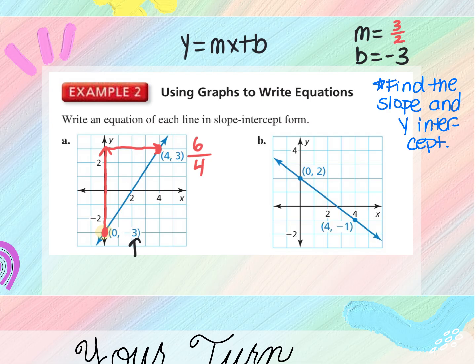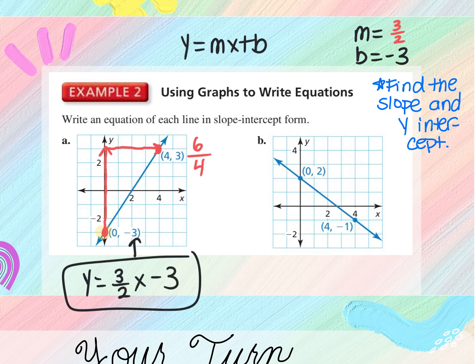So now that I know the slope is 3 over 2 and the y-intercept is -3, my final equation would say what? Y equals 3 over 2x minus 3. That would be the equation in slope-intercept form. Right? I found the slope. Up 6 over 4, and I simplified it.